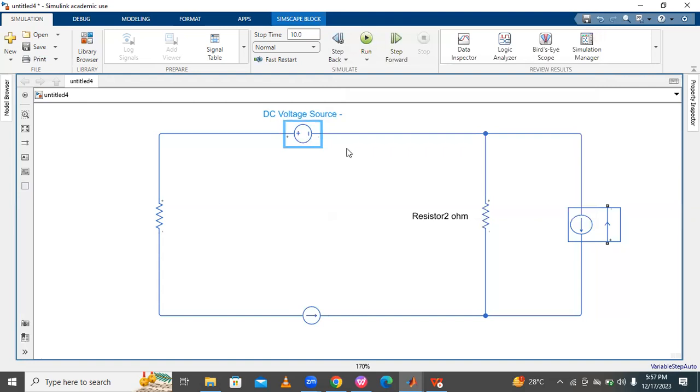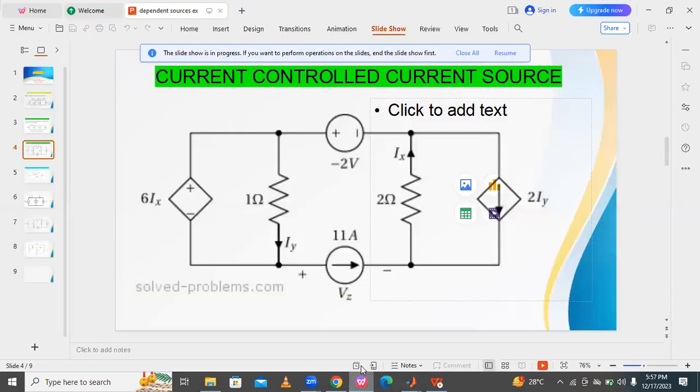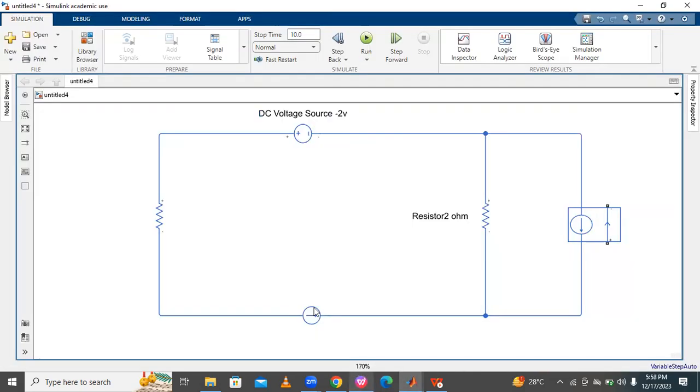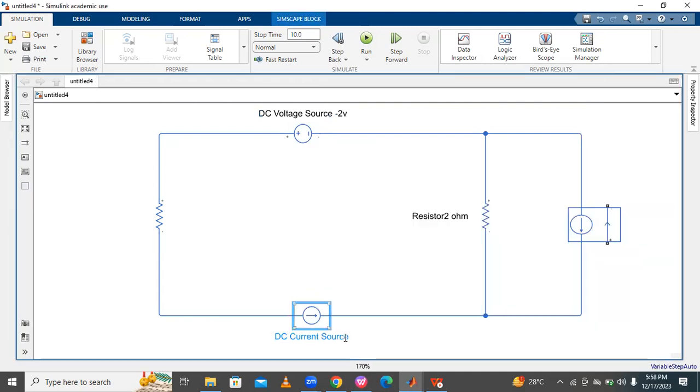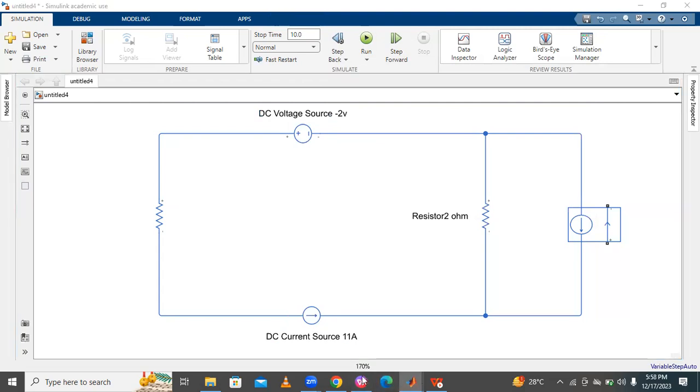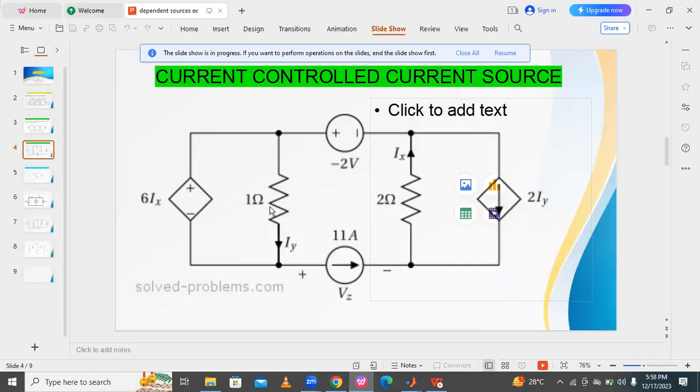Here minus 2 volts. What is the value of the current? 11 amps. Open. Right here 11. And DC current source 11 amps. Next resistor: 1 ohm, and also a current controlled voltage source.